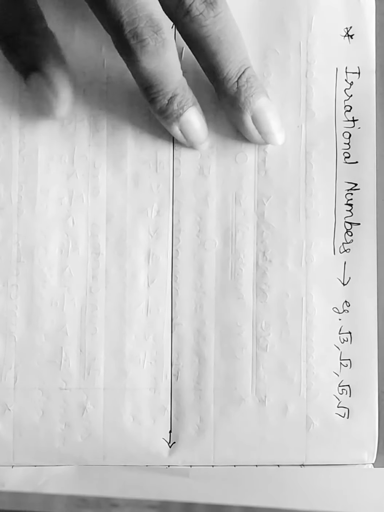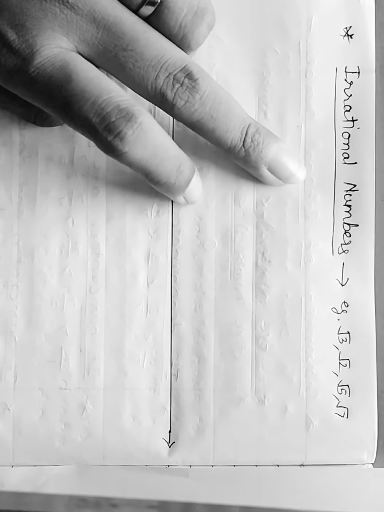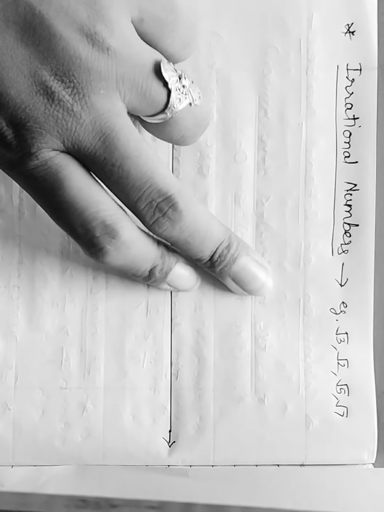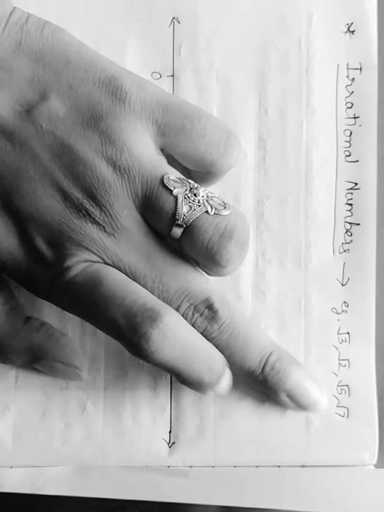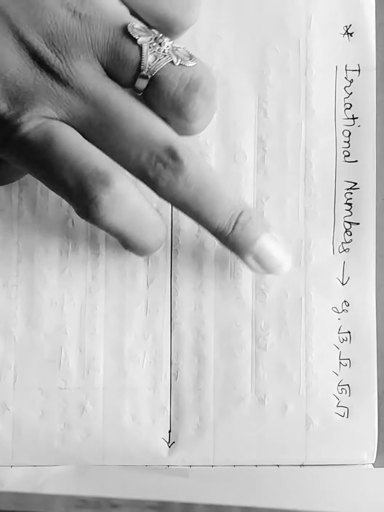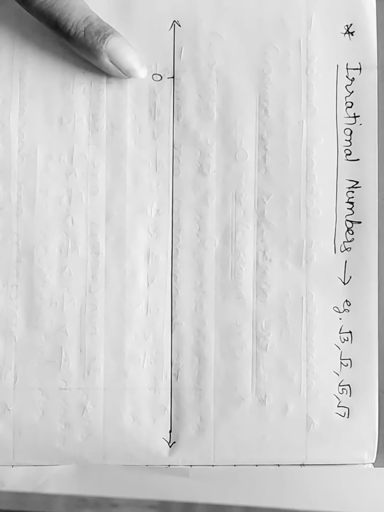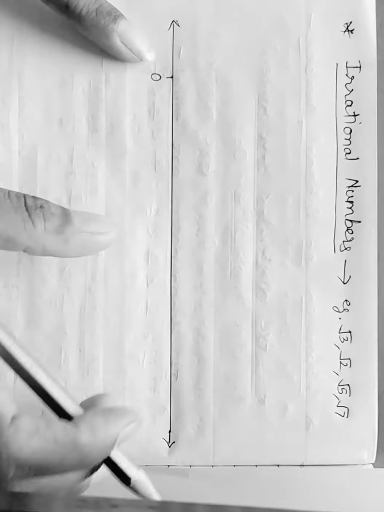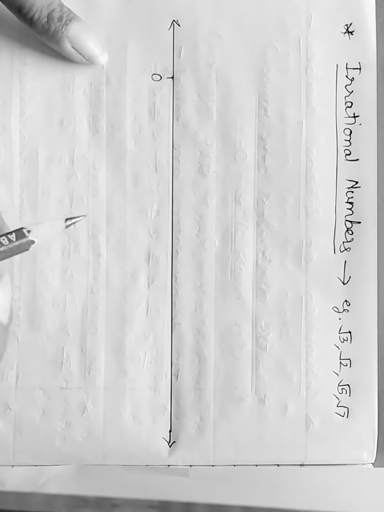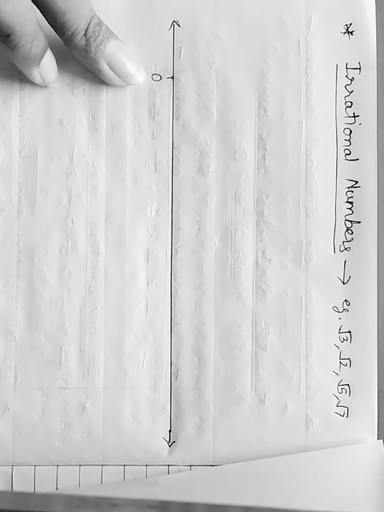Now we will see irrational numbers. See, the rational numbers we know now. Other than rational numbers, there are so many numbers on the number line. They are known as irrational numbers, such as root 2, root 3, root 5, root 7, and so on. Now, these irrational numbers we have to show on the number line. Now, we will see how to show it. Here, we have to plot only positive numbers. So I am taking 0 to the left side.